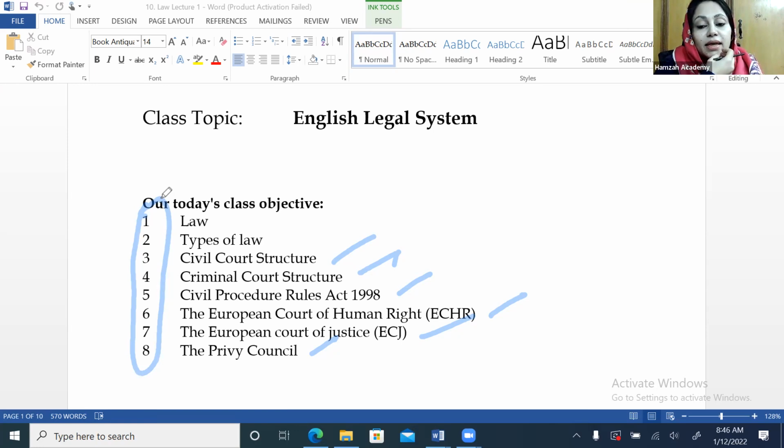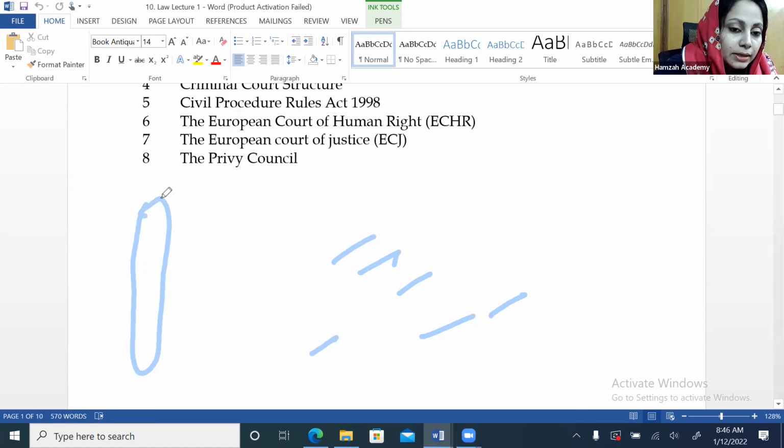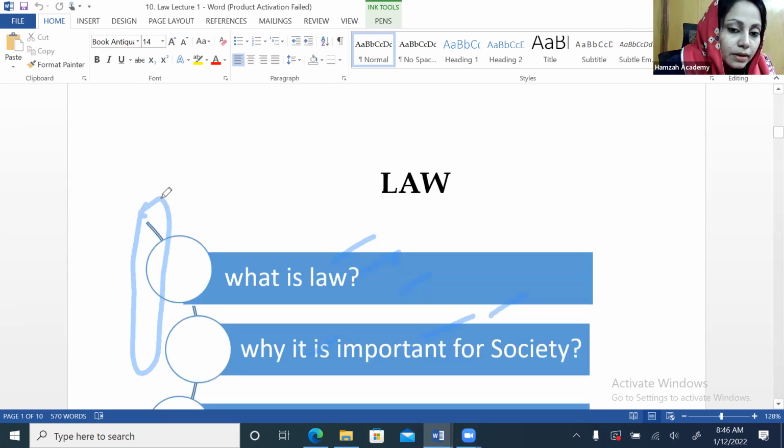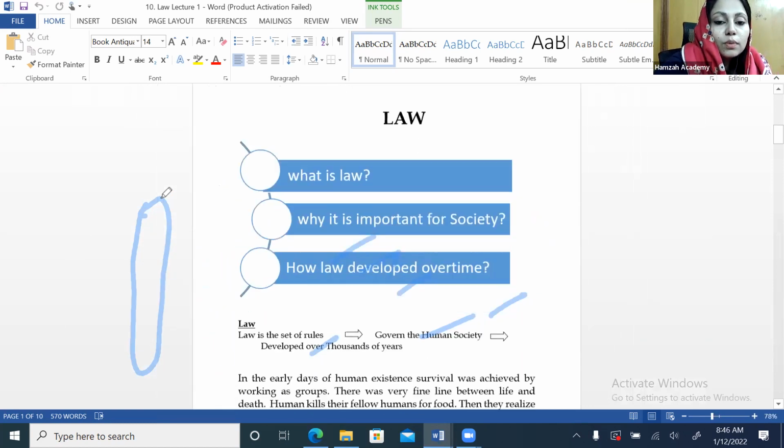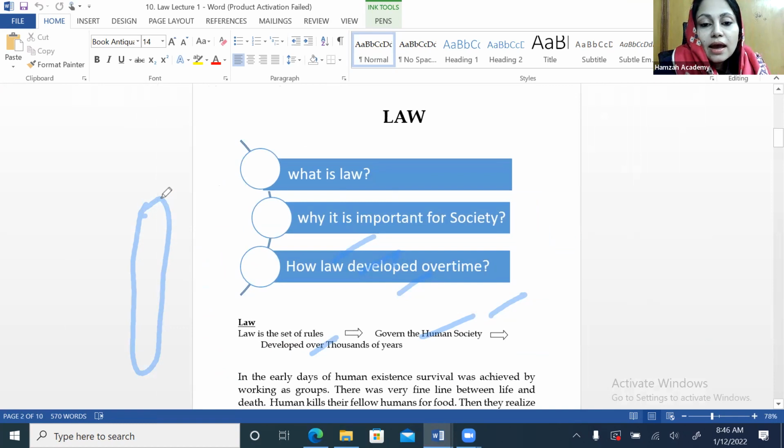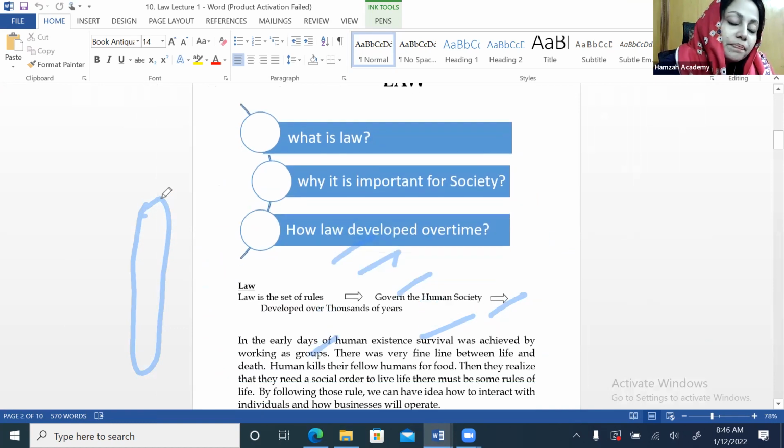The topic is the English legal system, and now we are going to study the essentials of the English legal system. Let's start with one. First, what is law? Why is it important for society, and how did law develop over time? These are the three questions that we need to answer. First, we need to understand what is law, why it is important for us, and how it developed over time.